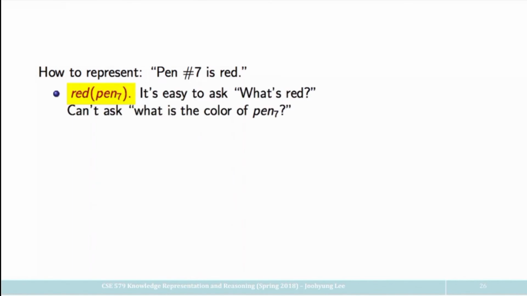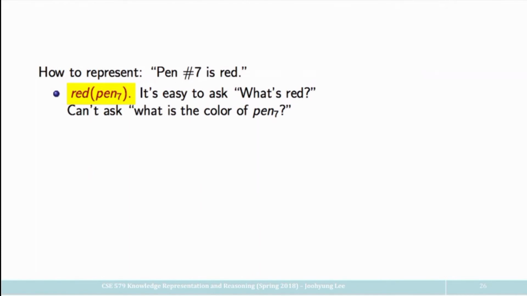So what is the idea of RDF? We want to express a very simple concept. Note that this is not really difficult to do in any logic. It's just about what is a standard way that facilitates the encoding effort. So if you want to express that pen number 7 is red, what can you do? You can write red of pen 7, to say that pen 7 is red.